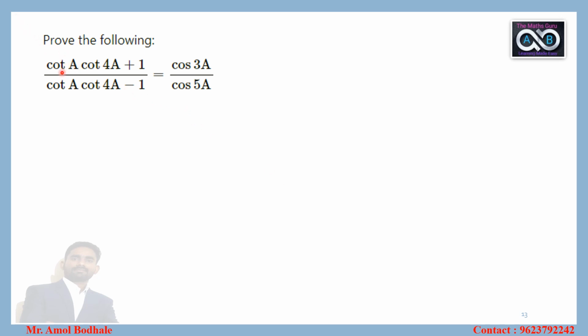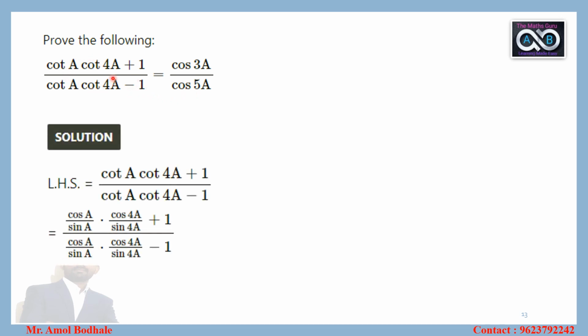Here we have to prove that cot A plus cot 4A plus 1 upon cot A cot 4A minus 1 is equal to cos of 3A upon cos of 5A. So here we have two options. Either we can consider LHS and then prove the RHS, or consider RHS and then prove that it is equal to LHS. Now if we consider this LHS, we can write cot as cos upon sin. This cot A can be written as cos A upon sin A, cot 4A can be written as cos of 4A upon sin of 4A.